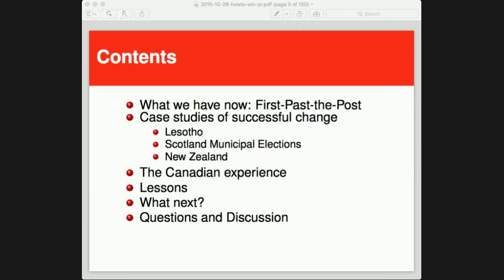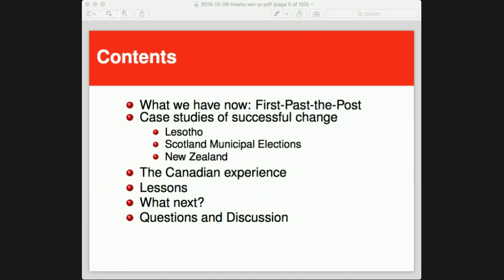The first is an African country called Lesotho. The second is in Scotland, where there are municipal elections. They also have proportional representation for their provincial elections, but I won't talk about that too much. And the third is the example that everybody uses, which is New Zealand. So I'll talk about those 3.